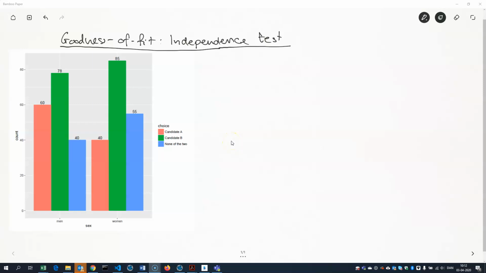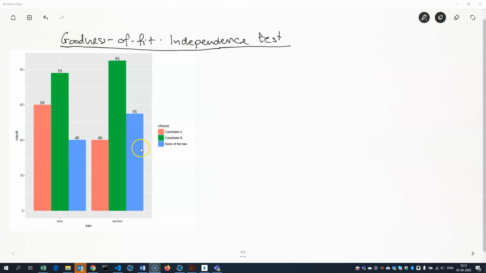In this video, we will use the goodness of fit test in order to carry out what we call an independence test. As an example, I've chosen an opinion poll made for some political election in which you have to choose between two candidates, candidate A and B, and you also have the option of not wanting to vote for any of the candidates.